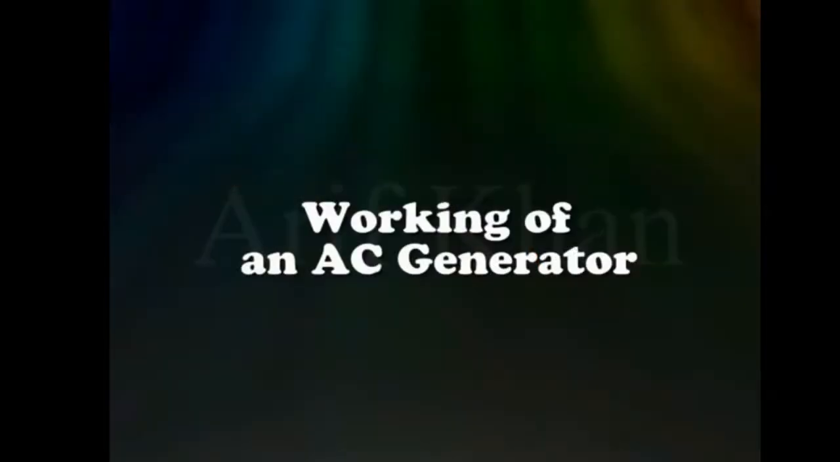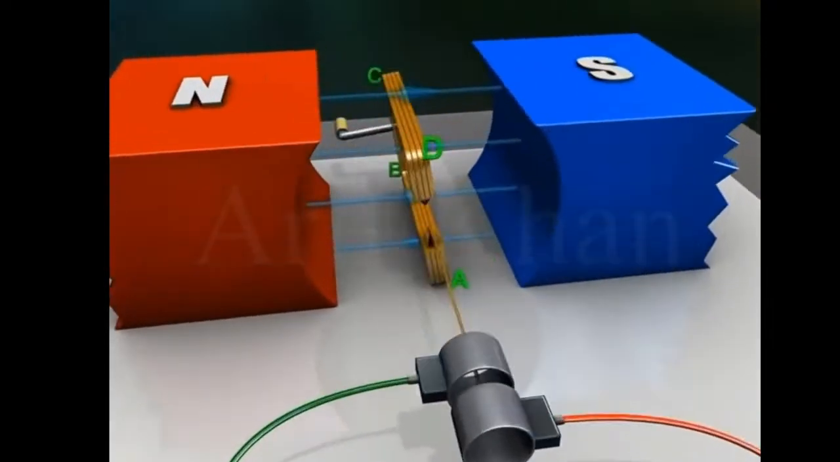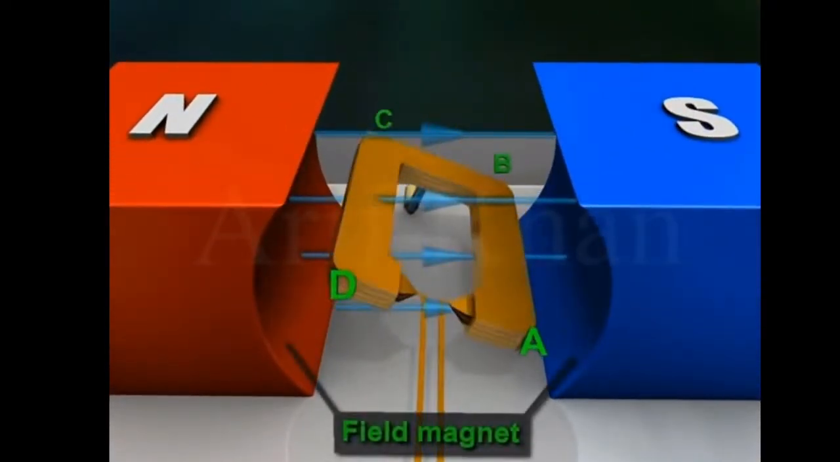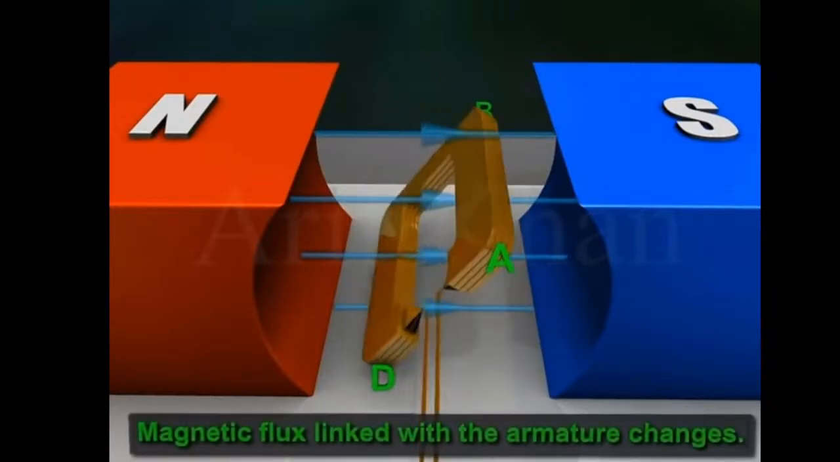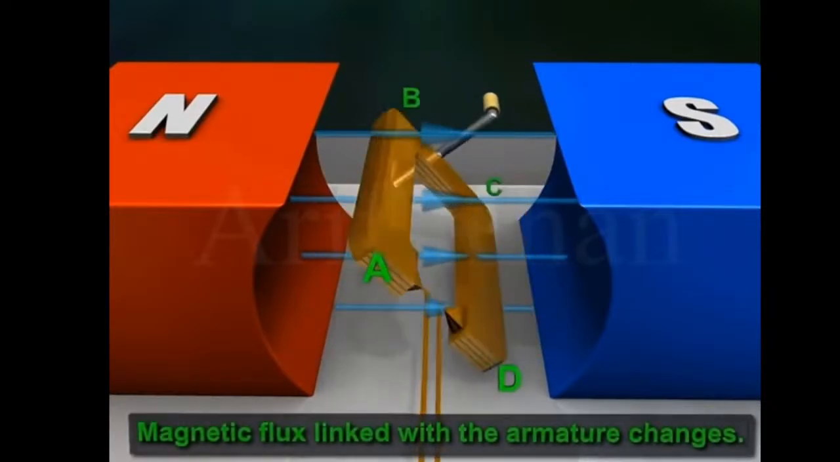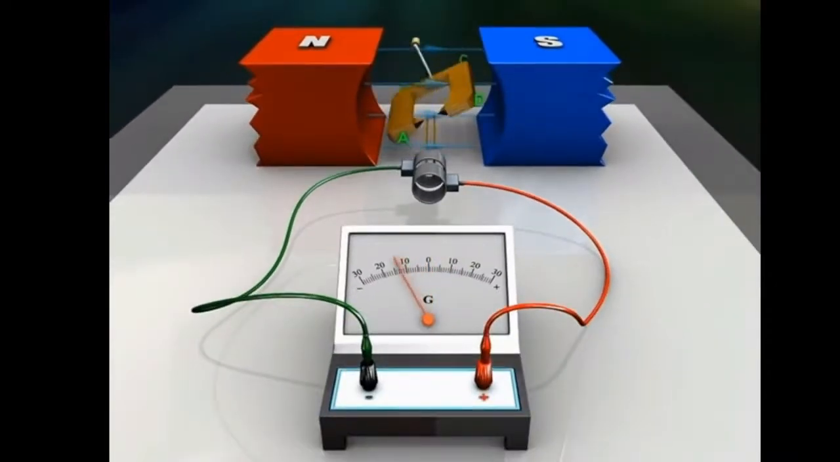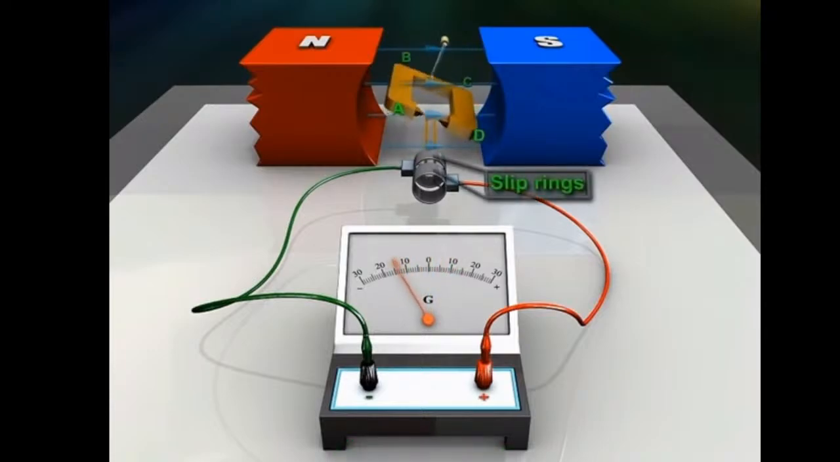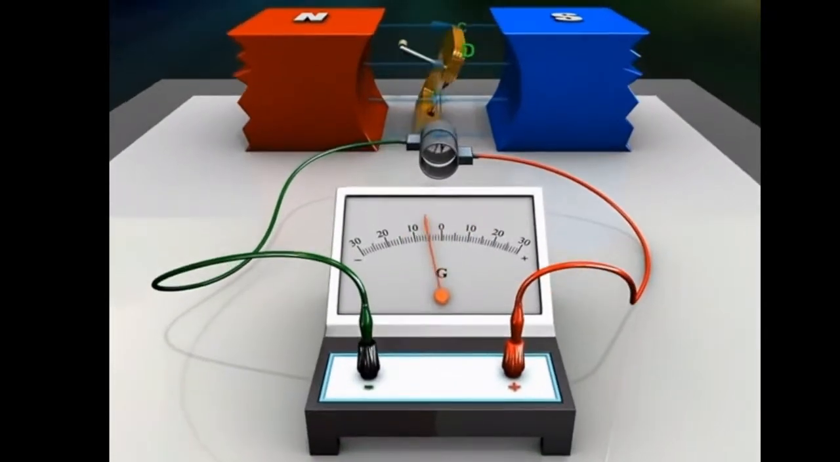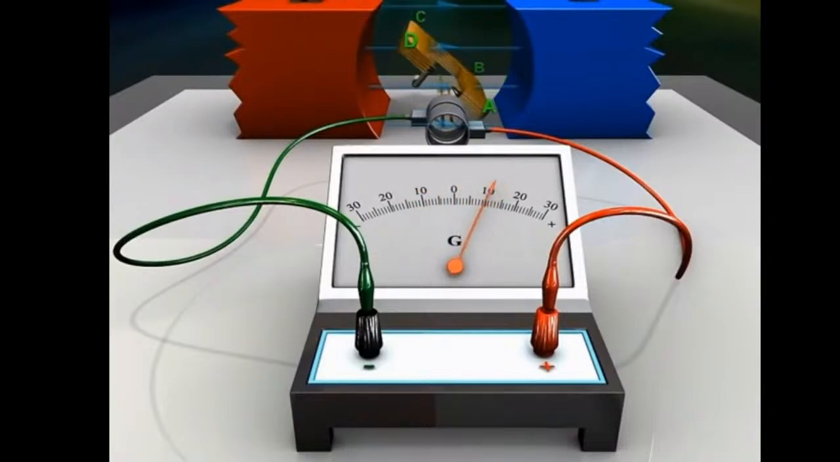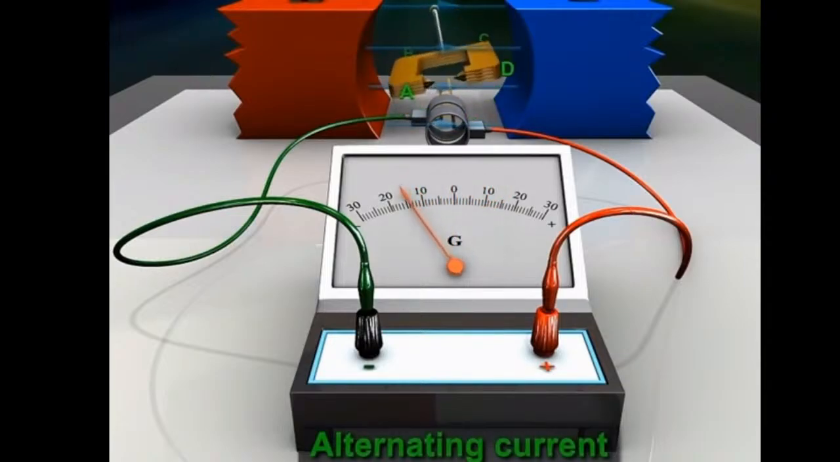Working of an AC generator. When the armature rotates between the poles of the field magnet, the magnetic flux linked with the armature changes continuously. As a result, an EMF is induced in the armature. This in turn produces an electric current through the armature and the galvanometer and through the slip rings and the brushes. Note that the galvanometer needle swings between the negative and positive values. This means that an alternating current is flowing through the galvanometer.